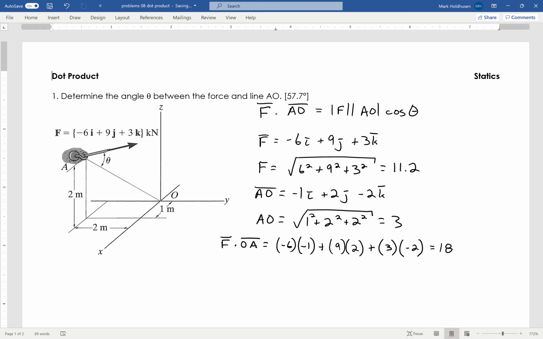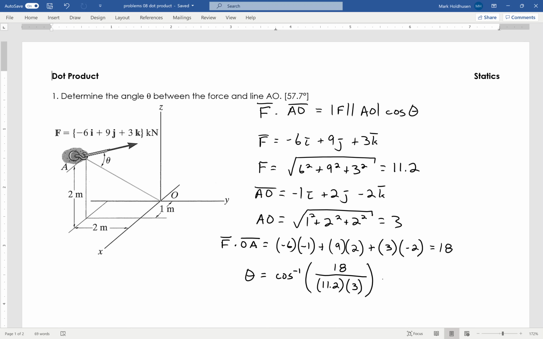So from this, I'm going to use that top equation and solve for theta, which is what I'm trying to do, which is going to be the inverse cosine of that dot product, 18, divided by the two magnitudes multiplied together, which will be 11.2 and 3. Okay, so again, any two types of vectors will work on this. I used a force and a position vector here, but they can be any combination of vectors that you want. And you just do an inverse cosine of that dot product divided by the magnitudes multiplied together.